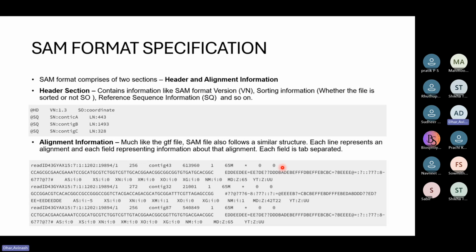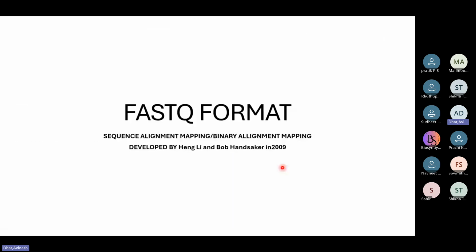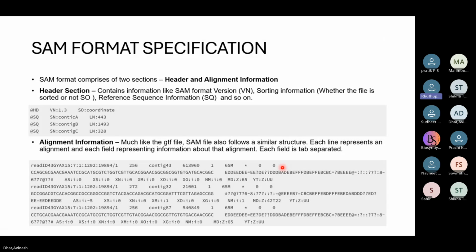So the inner mate pair distance that was asked here. I don't know whether I have it in this slide or in a separate slide. I think it was in the first FASTQ slide. Basically, it is the distance between the forward and the reverse read.